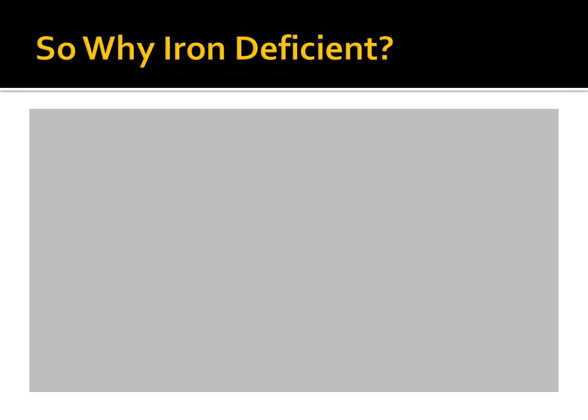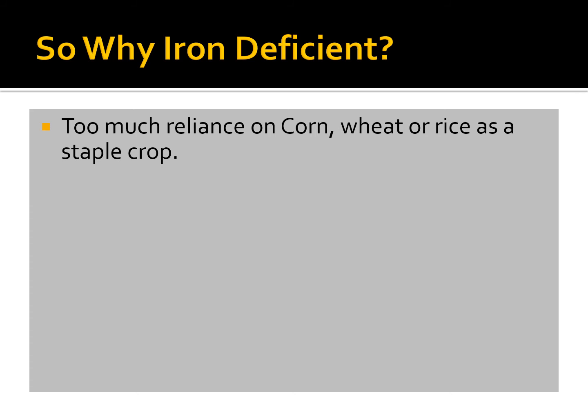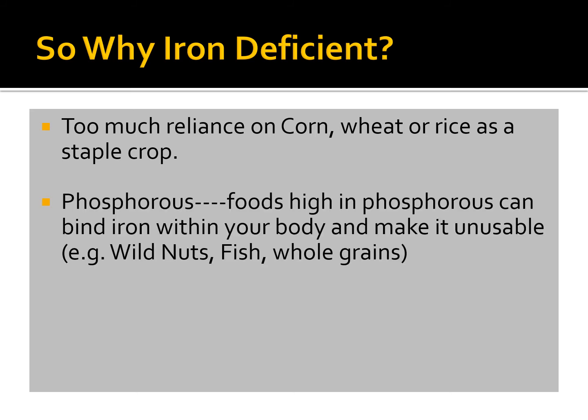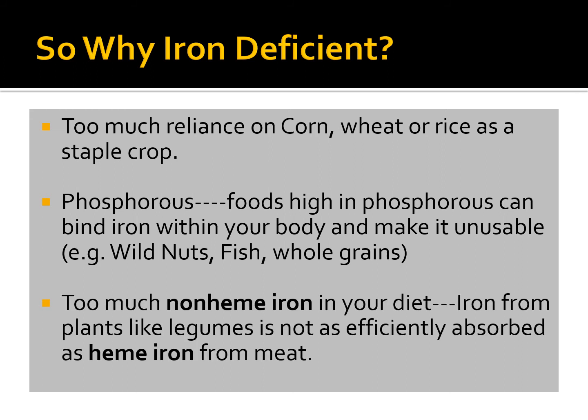So why was iron deficiency so prevalent in human groups before the advent of modern health, modern medicine? Well, in a lot of cases, it was too much reliance on corn, wheat, or rice as a staple crop. We also have phosphorus, right? Foods which are very high in phosphorus combine to the iron within your body and make it unusable, right? So if you're eating a diet that's very heavy in wild nuts, fish, or whole grains, right, you can actually be consuming enough phosphorus to act as a blocker to your iron intake.